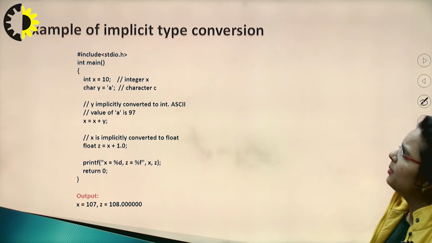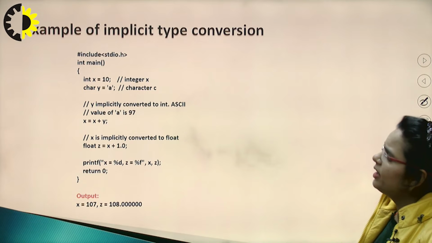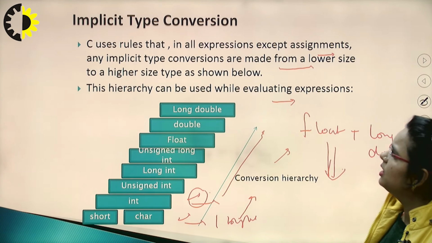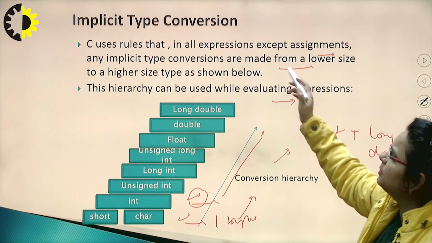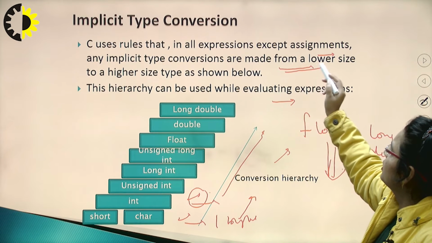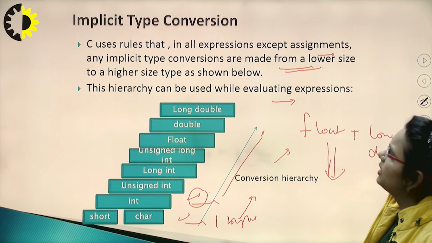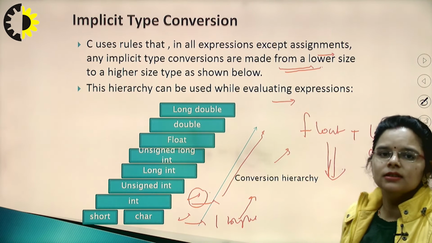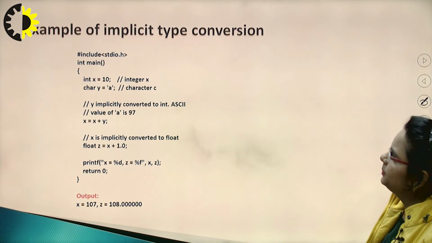Let us take an example of implicit type conversion. As we have already discussed, the C compiler uses rules that all the conversions are made from lower size to a higher size by the C compiler only.